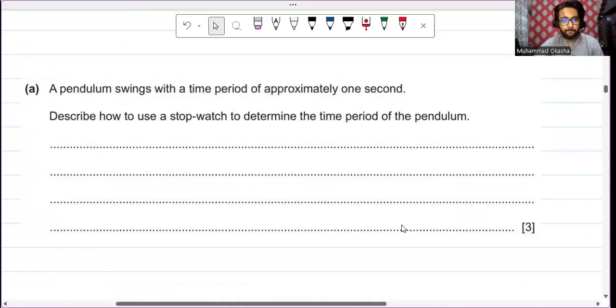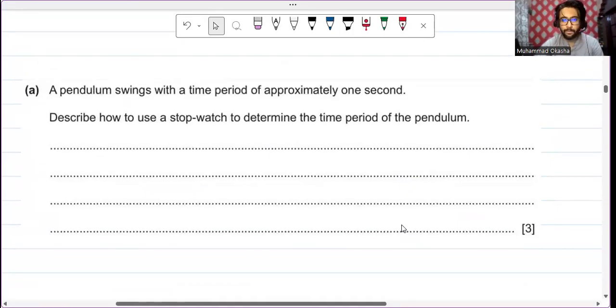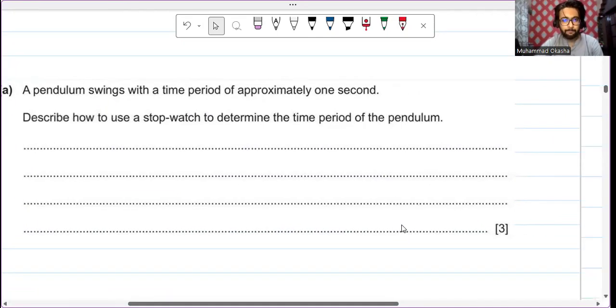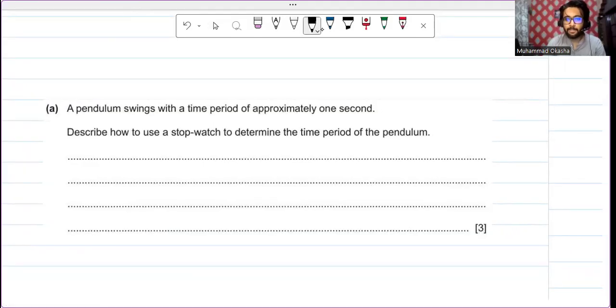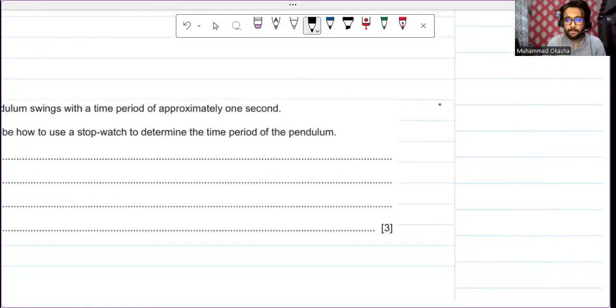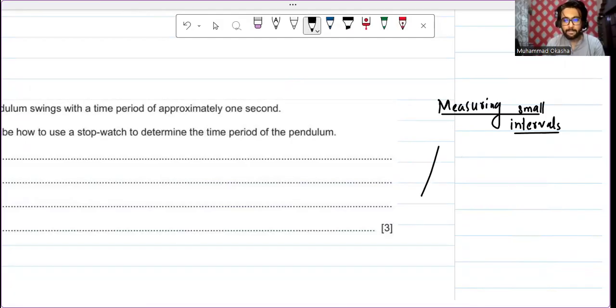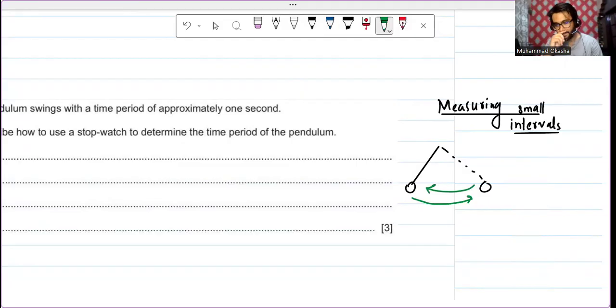A pendulum swings with the time period of approximately 1 second. Describe how to use a stopwatch to determine the time period of the pendulum. So this is basically measuring small intervals, which belongs to the concept we studied earlier. Let's say this is a pendulum, and it swings all the way up here, in this direction and comes back in this direction, right?